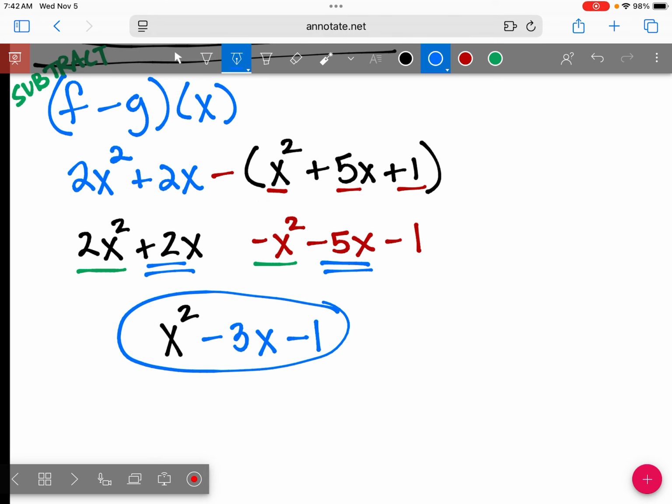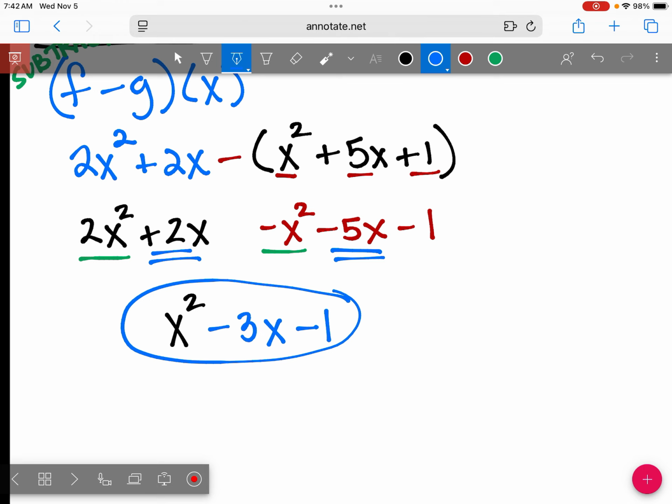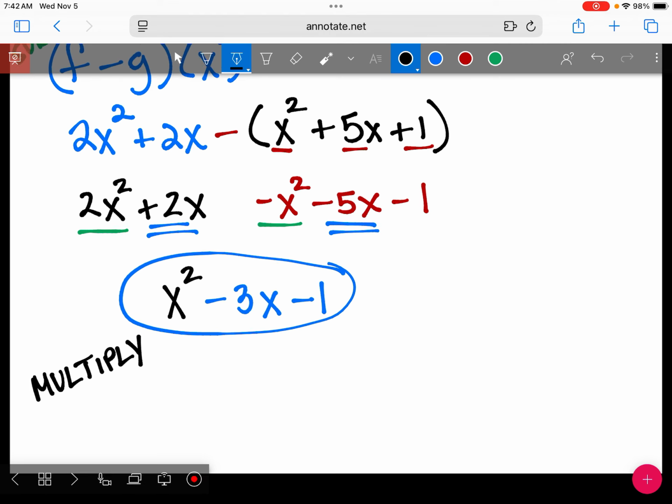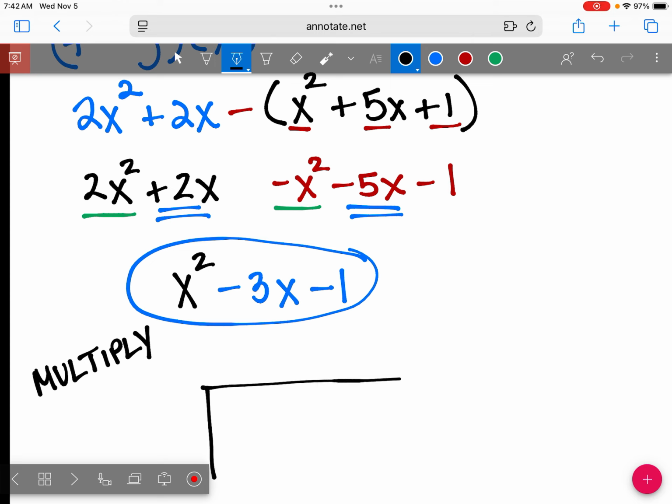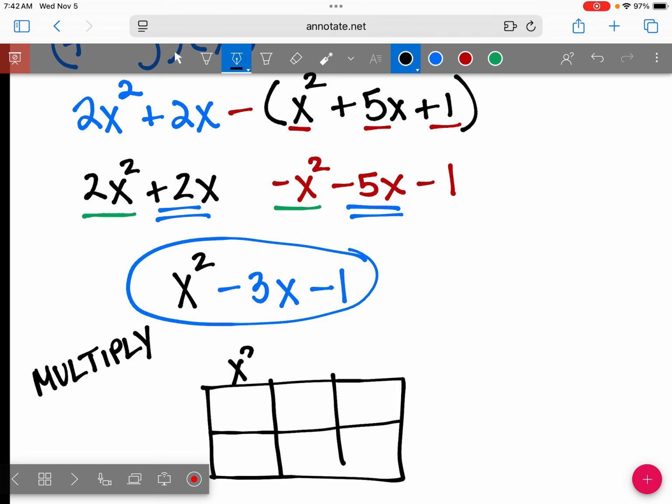All right, so the last thing we have to do is multiply. So we're going to make a box. And when I make my box, it's going to be a little bit longer. So I'm going to put my x squared plus 5x plus 1 across the top, and then my 2x squared plus 2x down the side. All right, go ahead and fill in all 6 squares.